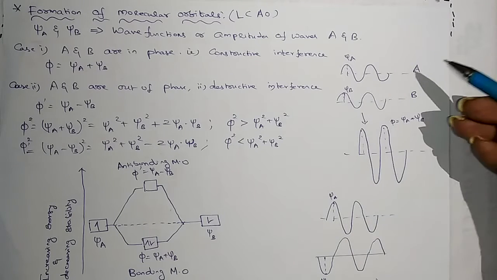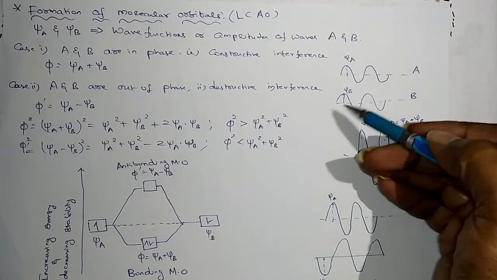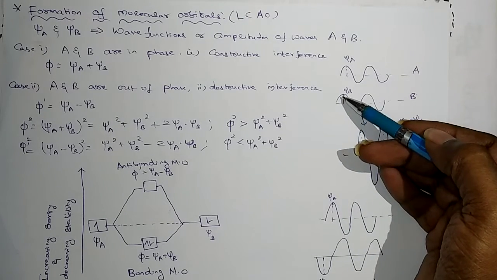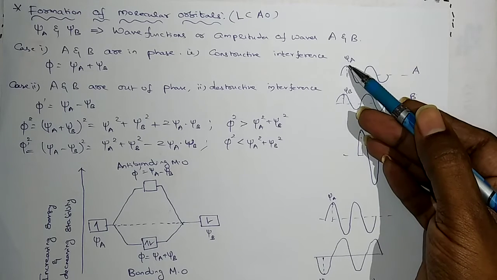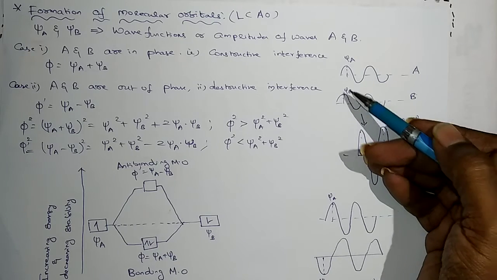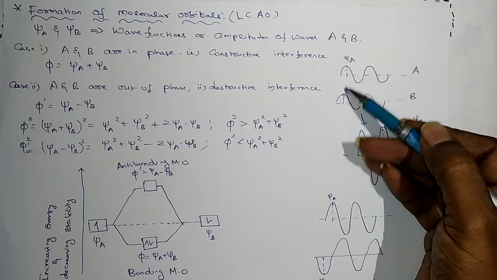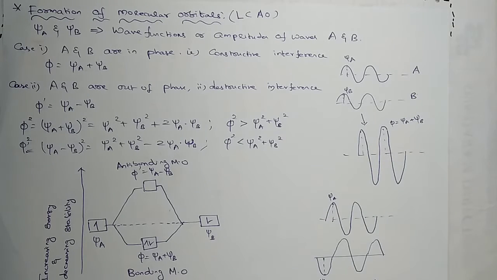See here, the waves A and B are in phase. Waves being in phase means they give signals at the highest peak at the same time. See here, the waves peak at the same time at the highest point. Therefore they are said to be in the same phase.